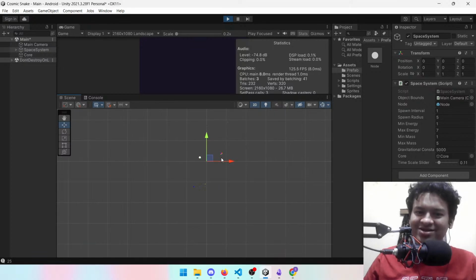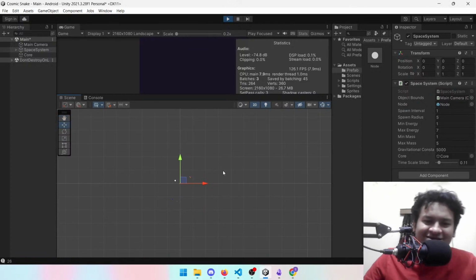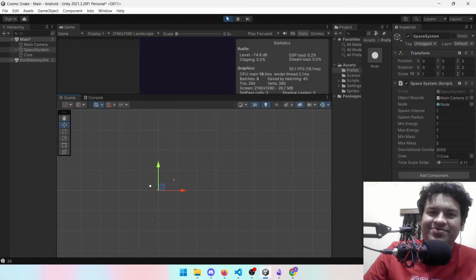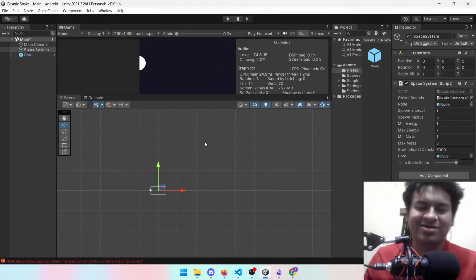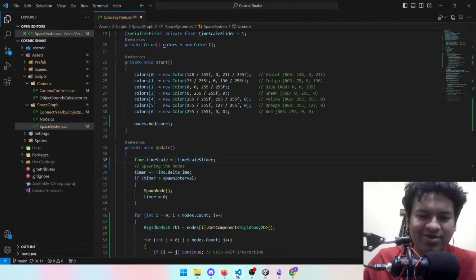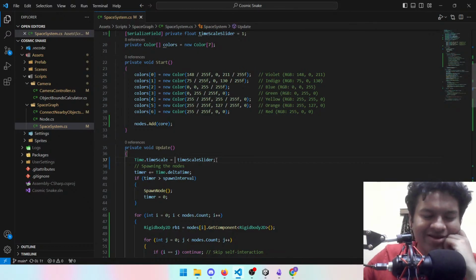It was 0.11 time scale. Now we're just messing around, man. I need to work on this. I don't like doing this in Update like this. Is there a better way? Like it only updates when I change the slider, otherwise it will stay there.